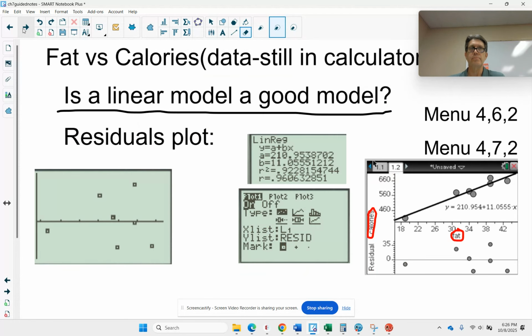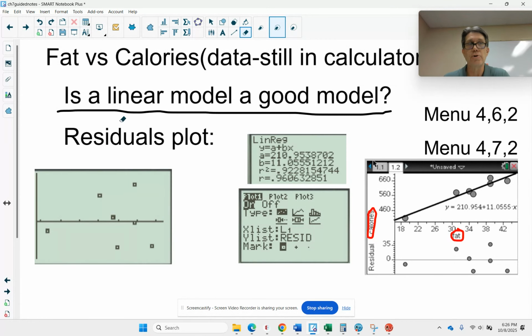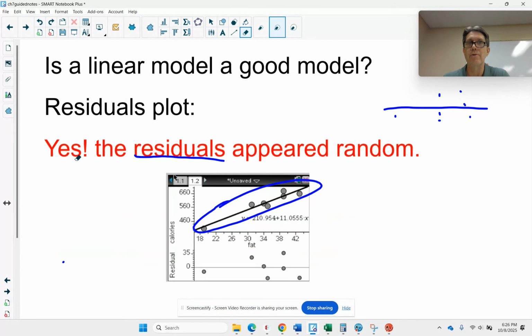So your fat versus calories is still in the calculator. And if you look, what would we say about this? There's one point over here that's an outlier. I mean, it's far away from the rest. So let's just look at these 6. Are they randomly patterned above and below the line? So if we said, is this a good model, yes or no? I would say with the fat versus calories, yes, because the residuals appear random.